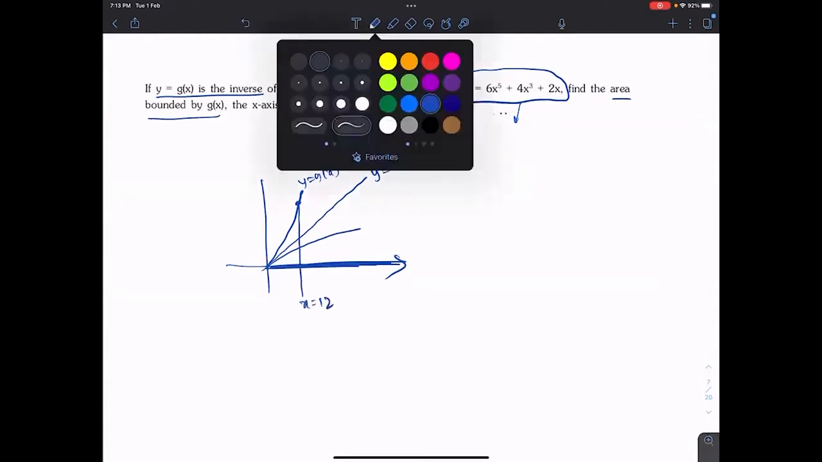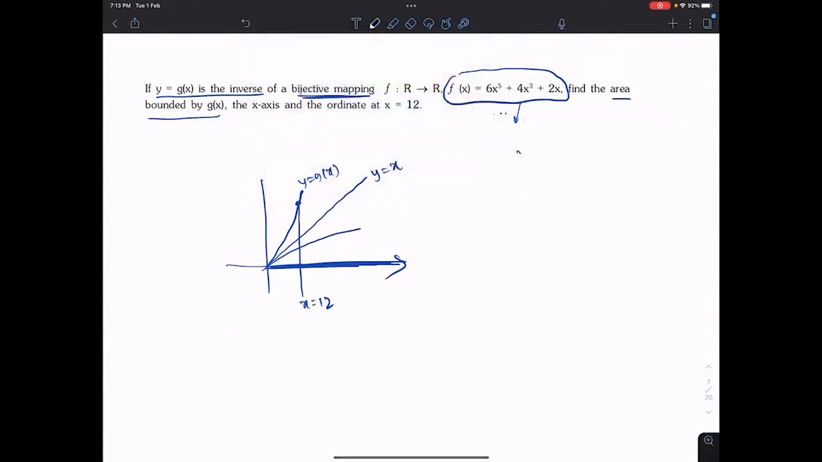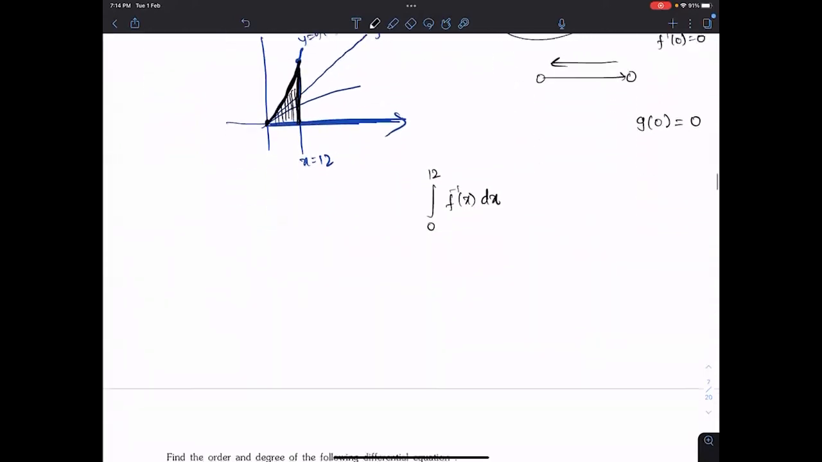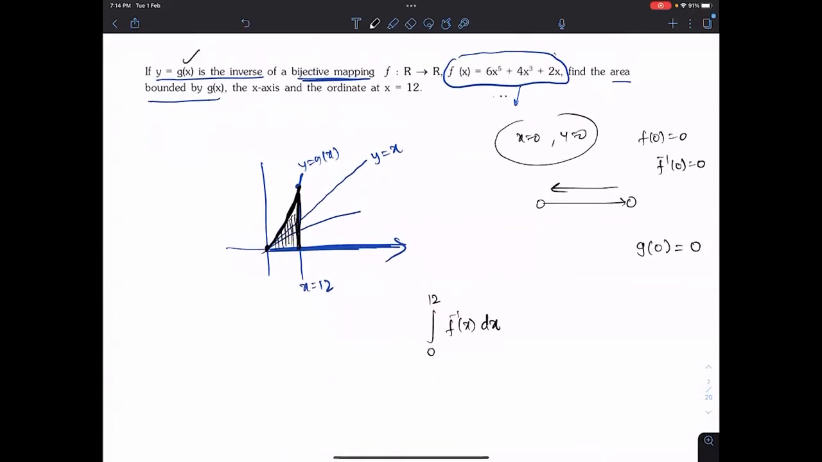Now you can see clearly that if x is 0, y is 0 for this graph. So 0 will map to 0. That is, f of 0 is 0, so f inverse 0 will also be 0. Since g is the inverse, if you input 0 to the inverse function, you will get 0 only. That means the inverse function will pass through the origin. So the inverse graph will be like this. From 0 to 12, we need the area. So can I write integral 0 to 12, f inverse of x dx? This is what we need to find. And we know what f of x is.